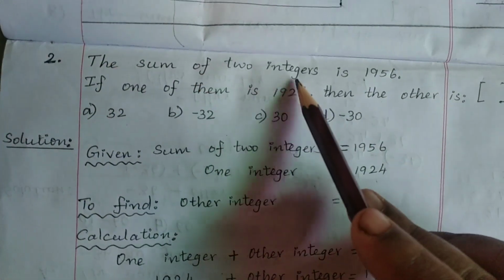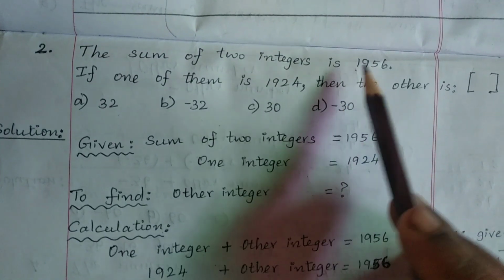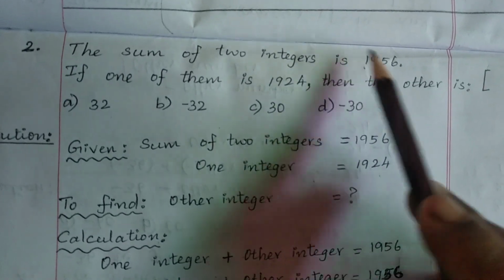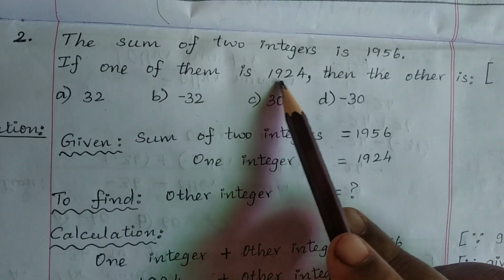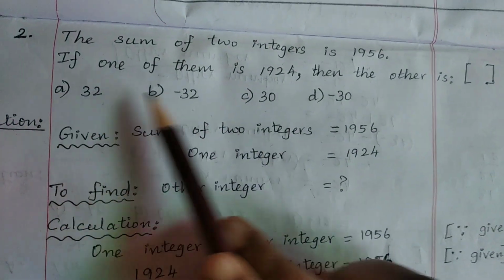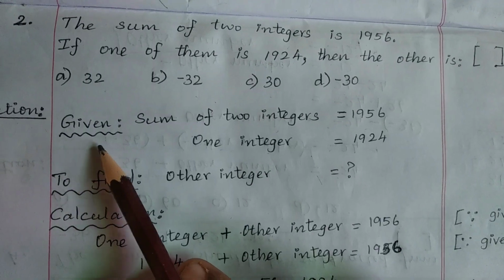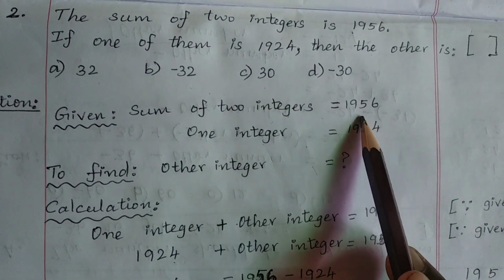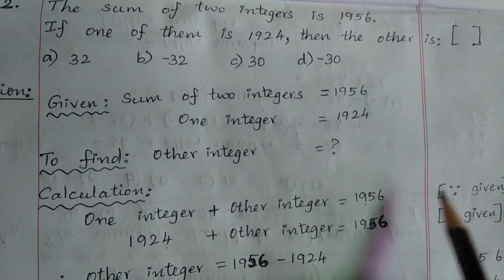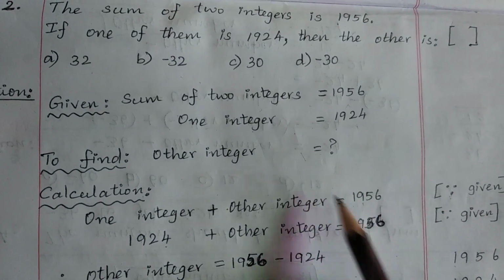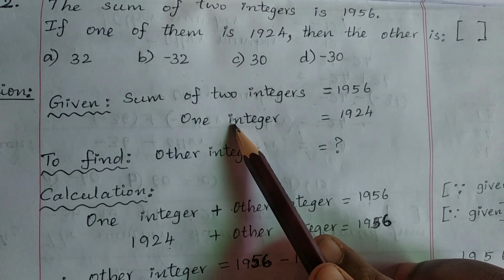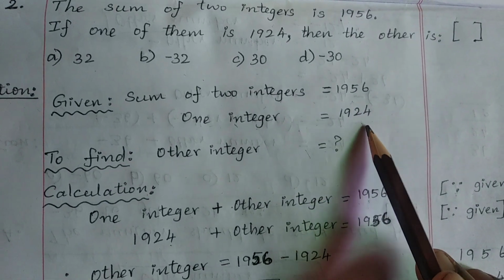The sum of two integers is 1956. So, we can write it as one integer plus other integer is equal to 1956. If one of them is 1924, then the other is dash. 4 options are given. Let us write what is given. Sum of two integers is equal to 1956. So, one integer plus other integer is equal to 1956. The reason is since it is given. And one more statement is given. What is that? One integer is equal to 1924.